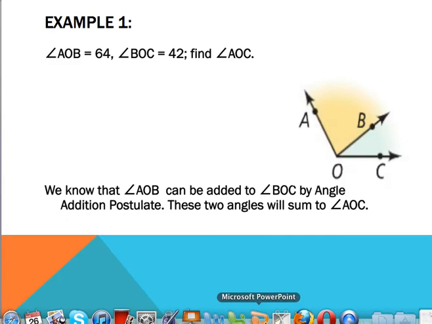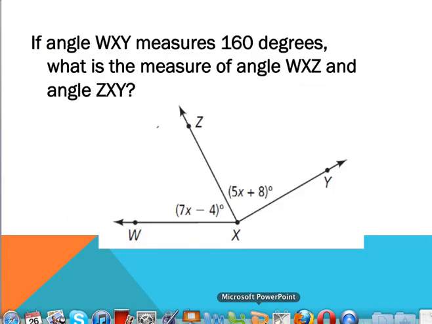Alright, so that example seemed like it was pretty easy, so we're going to move on to an example that uses some algebra. So you do want to copy this example down. We're going to label this example 2. The last one should have been example 1. So this is your example 2. And what we are given is 3 angles. So there's angle WXZ and ZXY, and then also WXY. Alright, and let me just copy this down onto my whiteboard real quick.